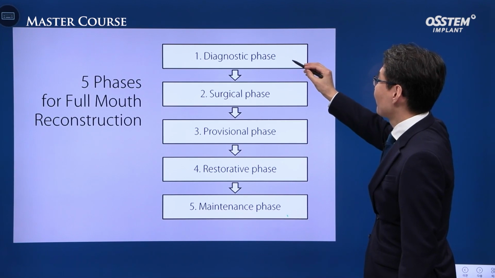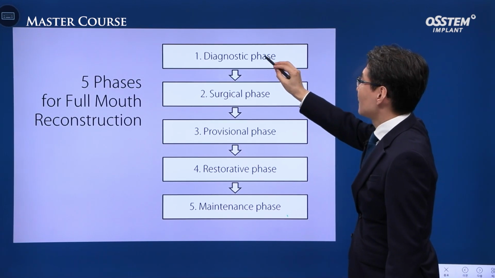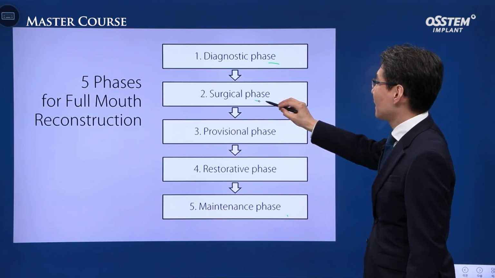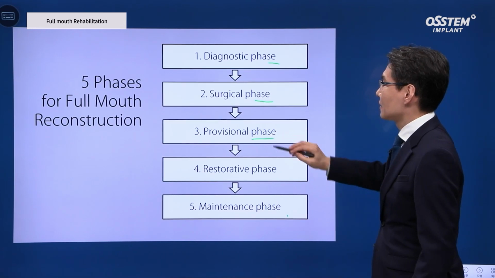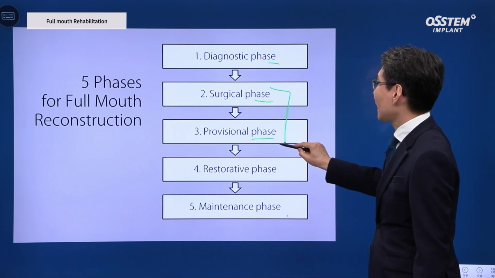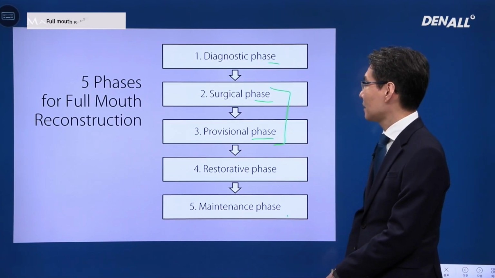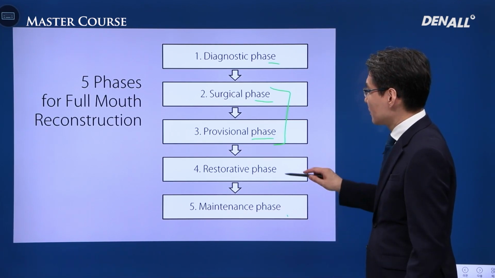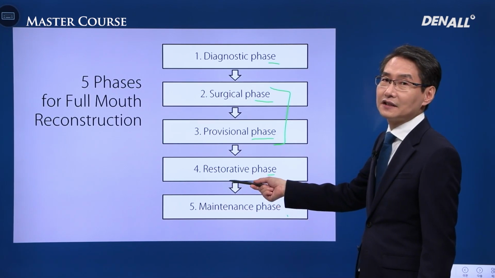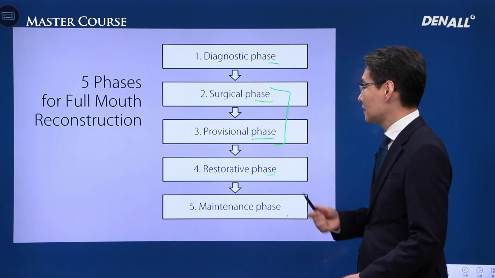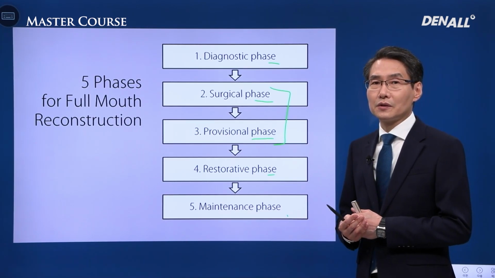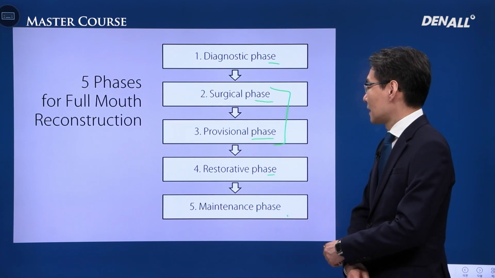First is the diagnostic phase. I believe that diagnostic phase is most crucial. This is a diagnosis and treatment planning process. After that, there's surgical phase and provisional phase. In the case of immediate loading, you do surgical phase and provisional phase on the same day, and this is my preferred method. After that, you provide final prosthesis in restorative phase. It does not end here, and then after that, we need to provide maintenance throughout the patient's life, and we need to provide care so that the implant prosthesis can be maintained.